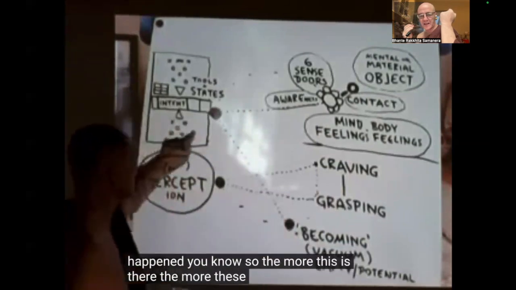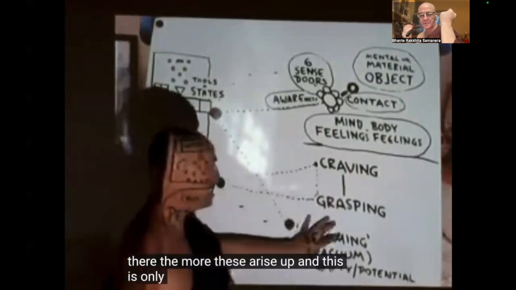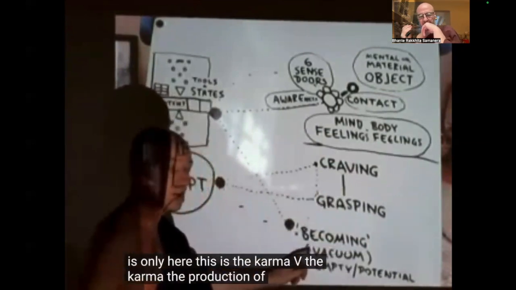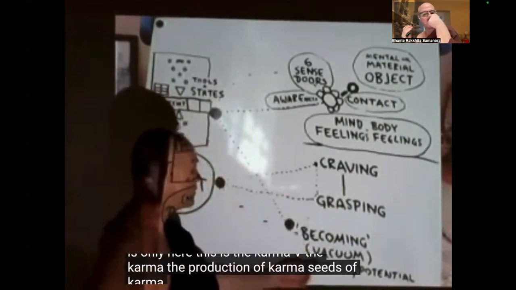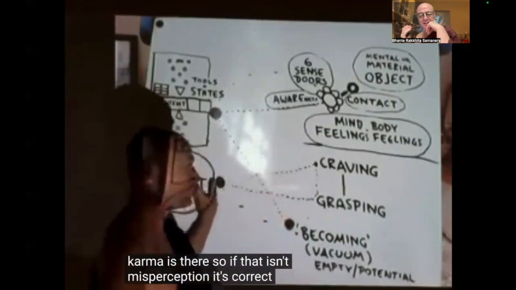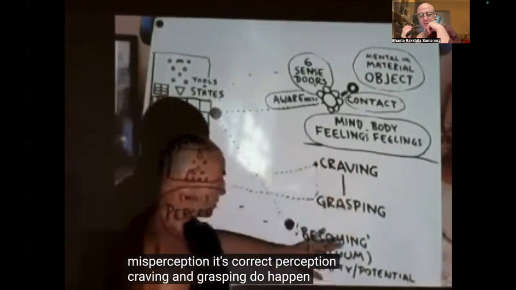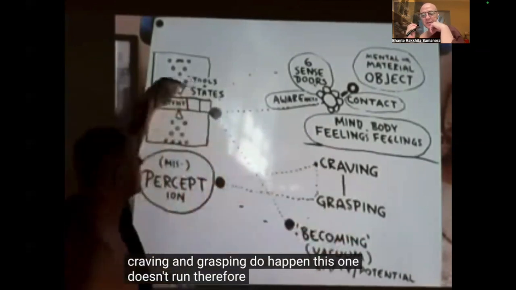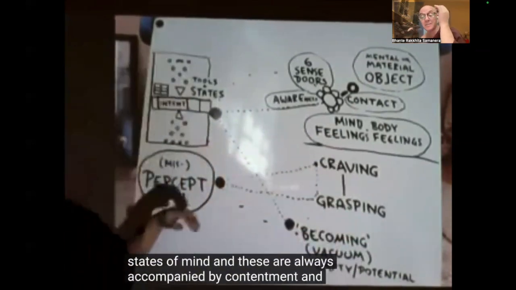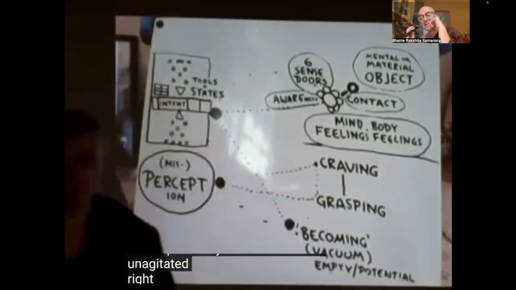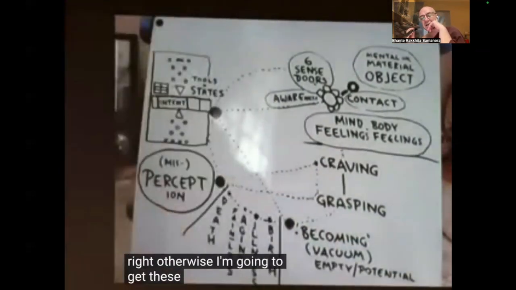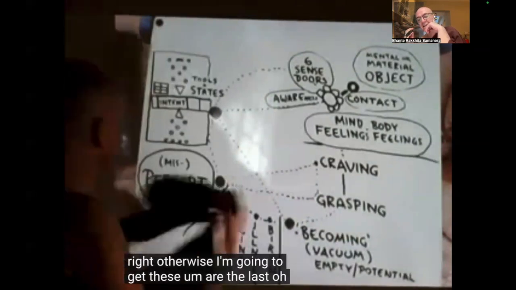So the more this is there, the more these arise. And this is the karma, the production of karma, the seeds of karma. So if misperception isn't there, if correct perception is there, craving and grasping don't happen, this one doesn't happen, and therefore the wholesome states of mind arise, and these are always accompanied by contentment and being unagitated. Right? Otherwise I'm going to get these.